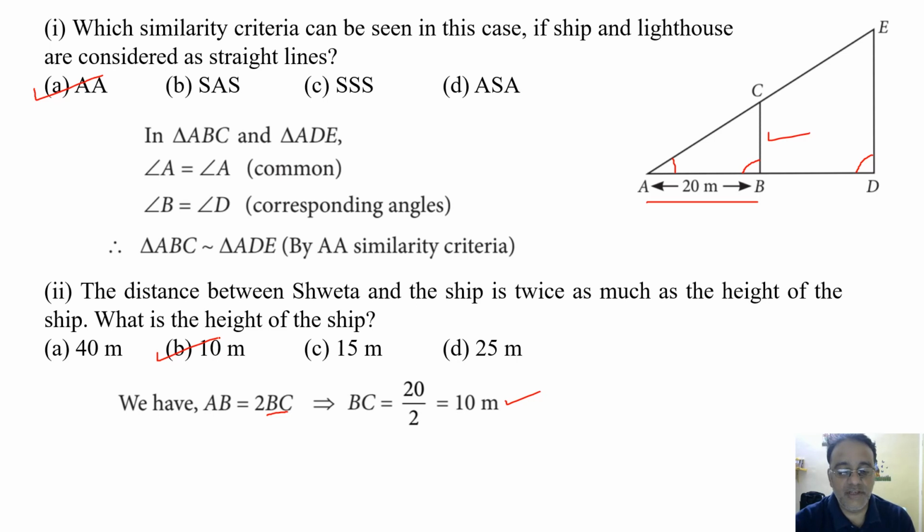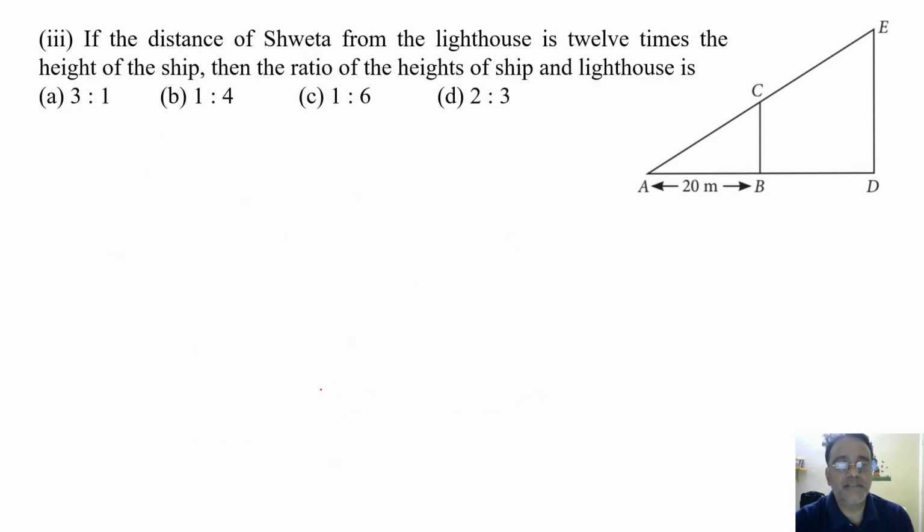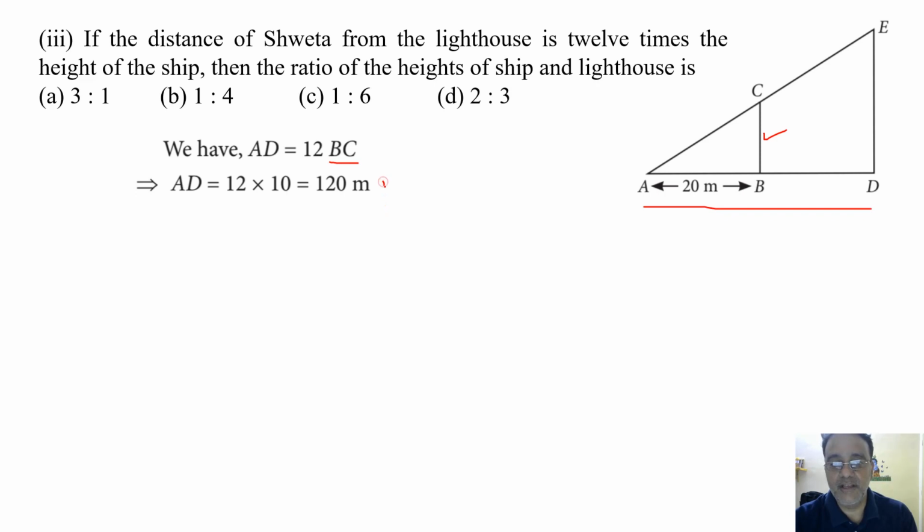Now we'll move toward the next third question. If the distance of Shweta from the lighthouse is 12 times the height of the ship, then the ratio of the heights of the ship and the lighthouse is. So according to the question, the distance of Shweta from the lighthouse is AD, and it is 12 times the height of the ship, that is BC. So AD is equal to 12 BC, it is given, and BC we already got, that is 10 meter. So AD कितना हो जाएगा 12 into 10, that is 120 meter.